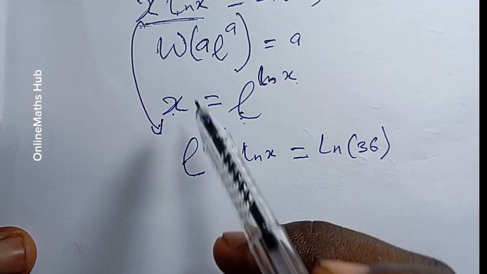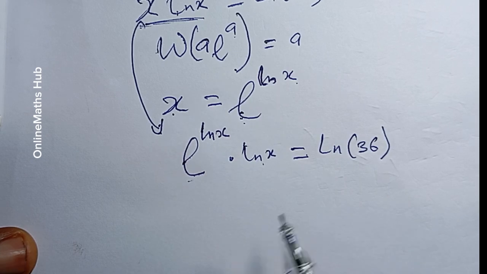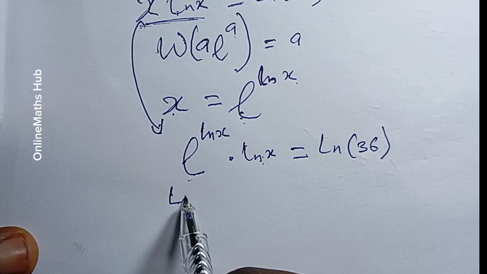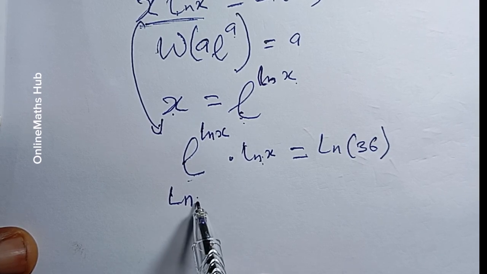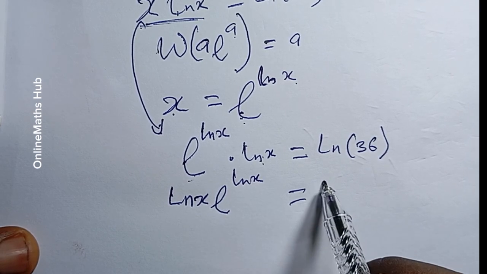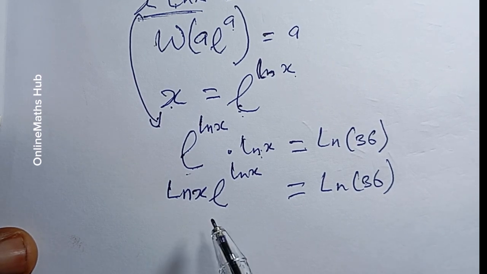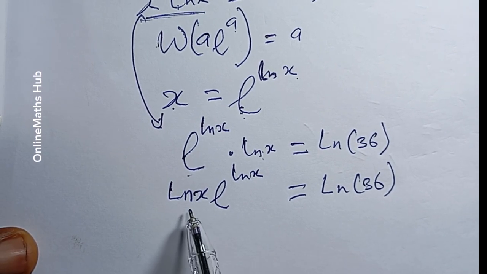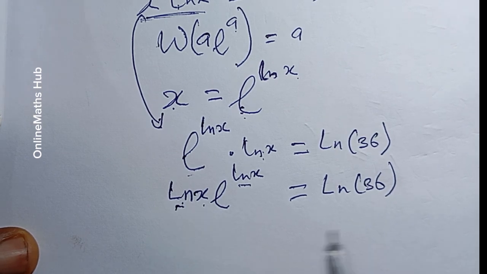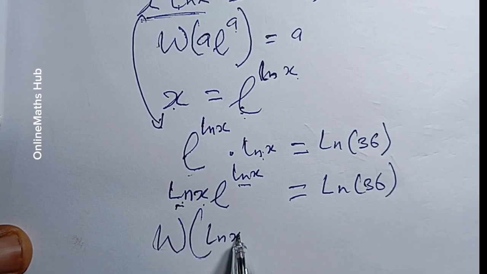Moving on, this function right here is almost looking like it. So I'm just going to rewrite this one in the form ln(x) multiplied by e^(ln x), and it's still equal to ln(36). That way you can see that we've gotten our function to be in the form a e^a, where a in this case is ln(x). Now we can go ahead and apply the Lambert W function.